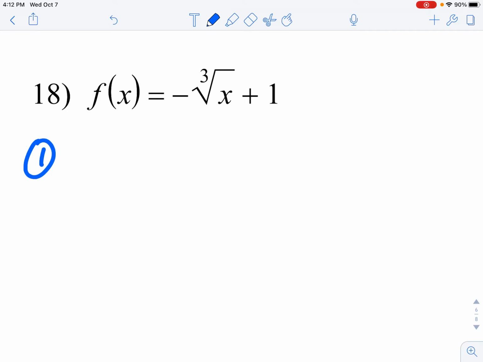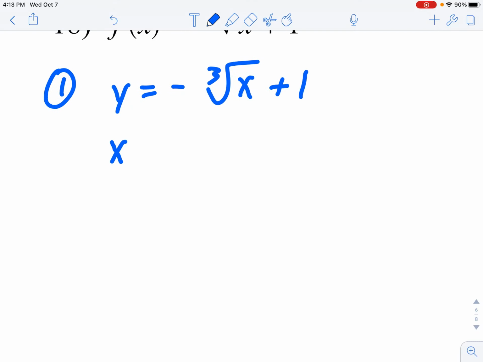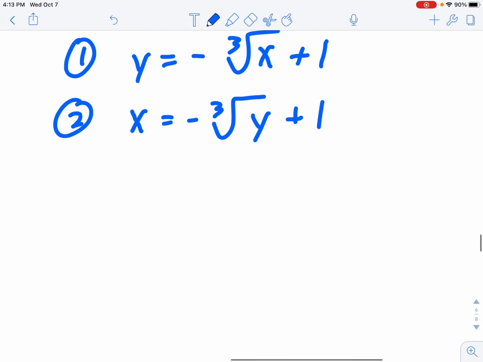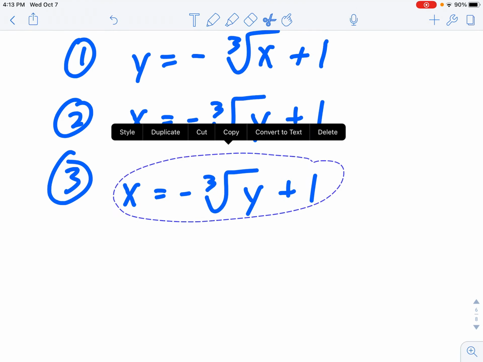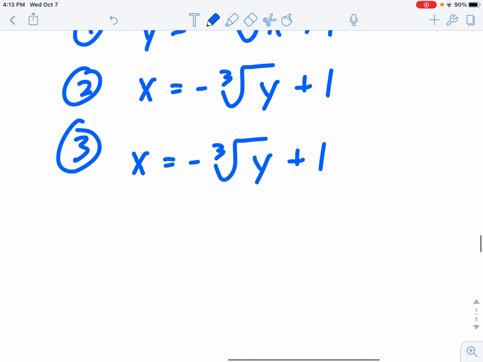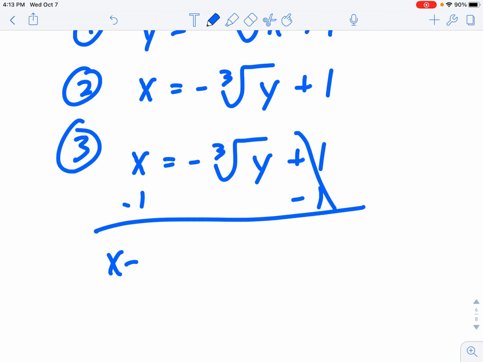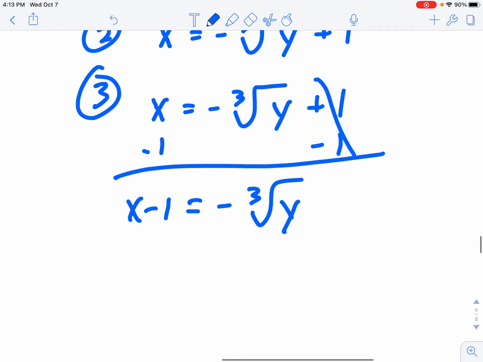Find the inverse. Step 1, y equals the negative cube root of x plus 1. Step 2, x equals the negative cube root of y plus 1. Step 3, isolate y. So how am I going to isolate y? I think I'm going to start by subtracting 1. That cancels that out. I get x minus 1 equals negative cube root of y.